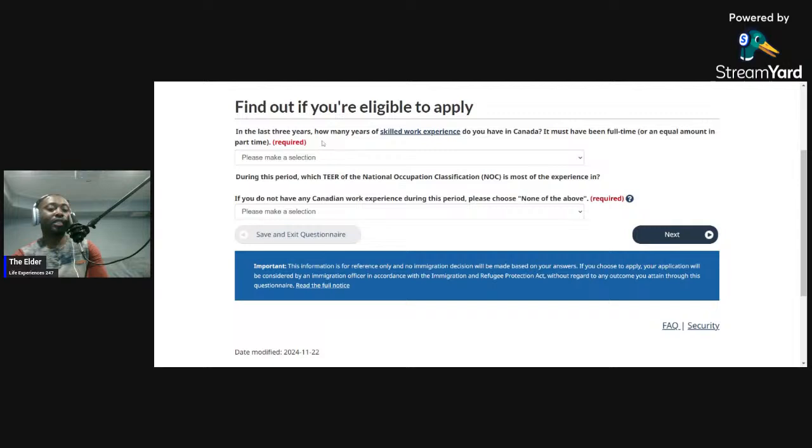And they now ask, in the last 3 years, how many years of skilled work experience do you have in Canada? It must have been full-time or an equal amount in part-time. So let's say none, because like I said, the profile we are filling is for someone who isn't in Canada, someone who lives outside. Let's say someone who lives in Ghana, never been to Canada, never schooled in Canada, never worked in Canada. So that means in the last 3 years, the person doesn't have any work experience in Canada. So the next question is, if you do not have any Canadian work experience during this period, please choose none of the above. Yeah. So none of the above.